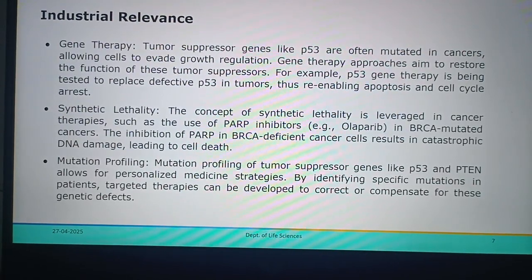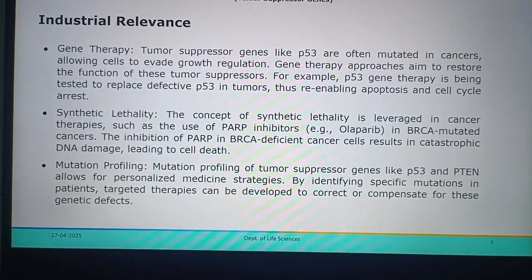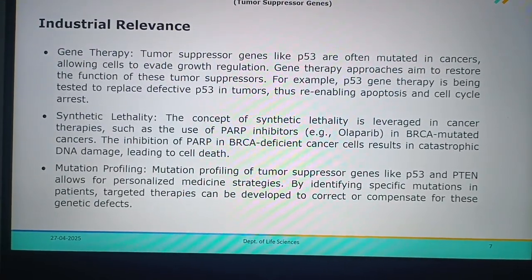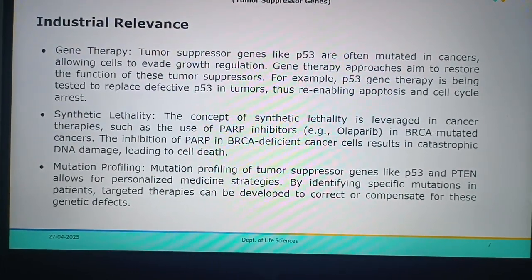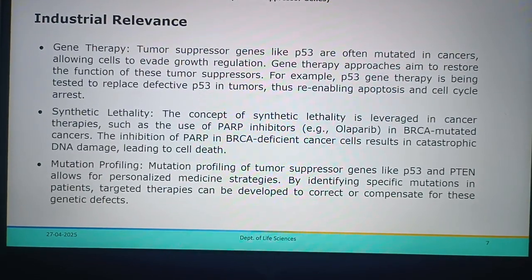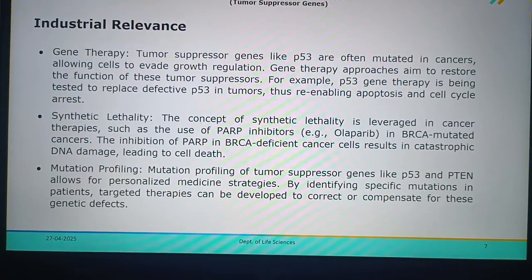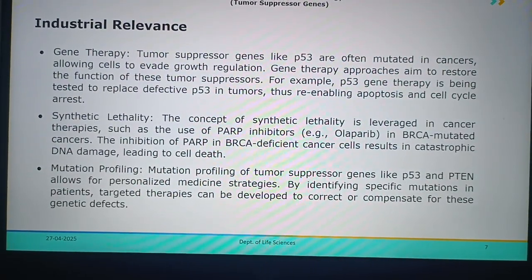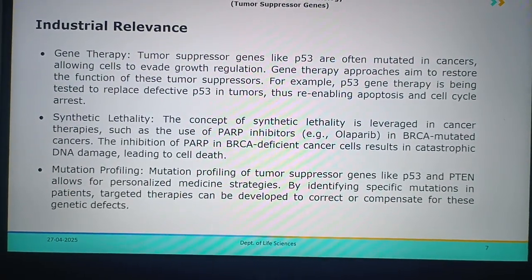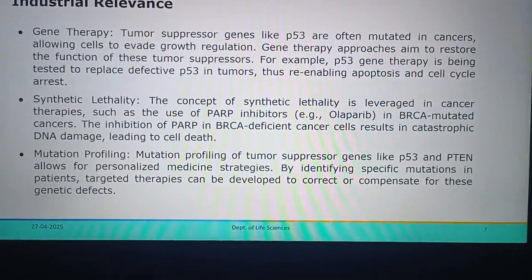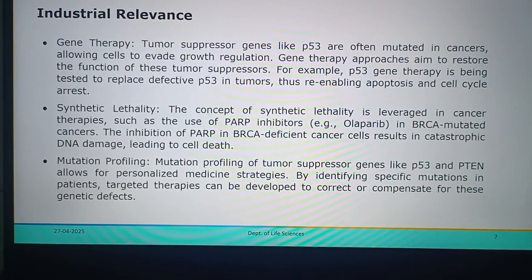Mutation profiling of tumor suppressor genes like p53 and PTEN allows for personalized medicine strategies by identifying specific mutations in patients, so targeted therapies can be developed to correct or compensate for this genetic defect.